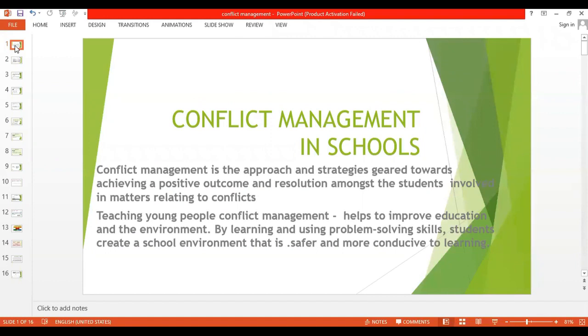Conflict management in schools is a very essential strategy. It is an approach geared towards achieving positive outcomes and resolution among the students involved in matters relating to conflicts. Teaching young people about conflict management helps them to improve education and the environment. By learning and using problem solving skills, students create a school environment that is safer and more conducive to learning.